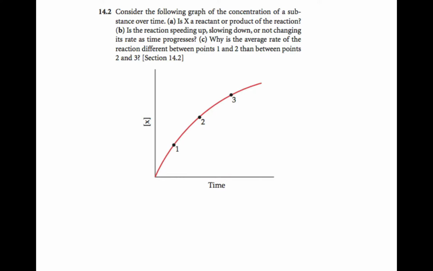Chapter 14, chemical kinetics, is all about rate of reaction and things that affect rate of reaction. So consider the following graph of the concentration of a substance over time. Is X a reactant or a product of the reaction? Okay, so we're starting with no concentration. As time goes on, the concentration is increasing. So this tells us that X is a product. So we're measuring rate of reaction here as to how fast X is appearing.